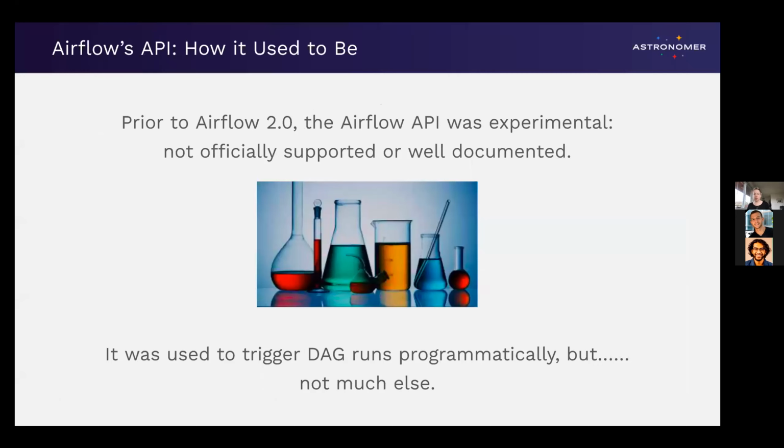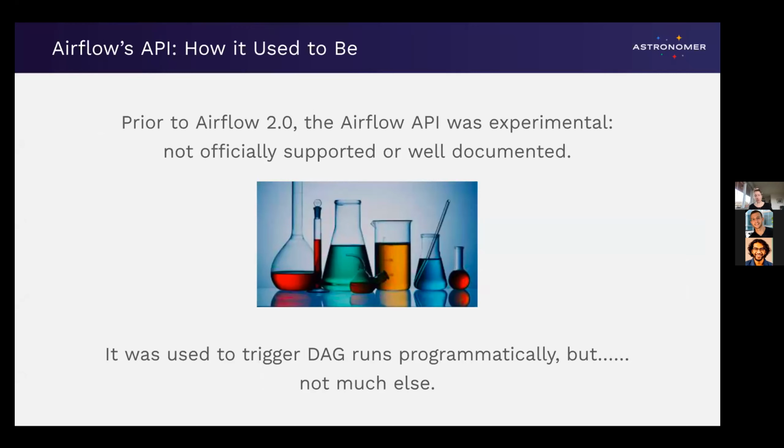So again, for some background and context on why we're talking about the Airflow 2 REST API specifically: prior to Airflow 2, the Airflow API was experimental. That means it was not actually officially supported. It wasn't well documented. If you've looked at the documentation for the Airflow 1.x API, it was just not very helpful. There wasn't a lot of information about the endpoints or what you needed to put in a request or what you could get out of it.